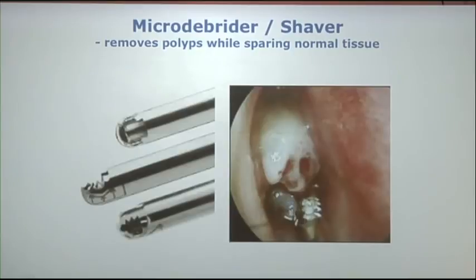The microdebrider is essentially like a lawnmower, and when you have polyps, the microdebrider allows you to suck up a polyp and shave it at its base without ruining or removing normal mucosa, because the goal is that the mucosa relines the spaces and you have healthy, clean mucosa. But in the old days, when they ripped it all out, all you got was scarring, and it really didn't cause the same natural anatomy to be replaced after surgery. So microdebriders have been very helpful with patients with polyps.